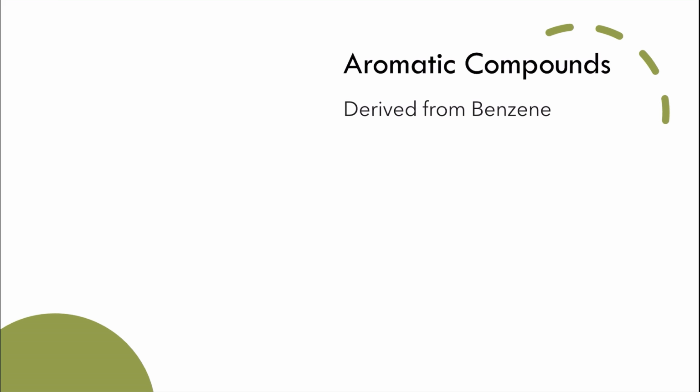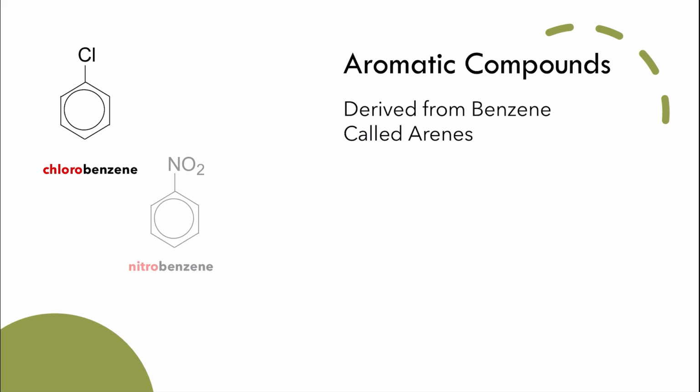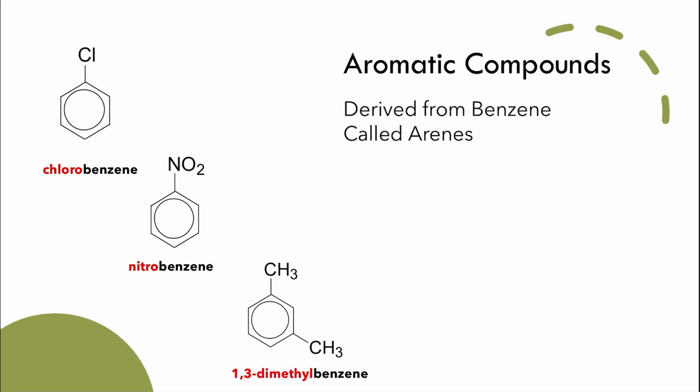Aromatic compounds are derived from benzene. They have the benzene ring and they are called arene compounds. We can name aromatic compounds by simply looking at the substituents on the benzene ring. So if we have a chlorine atom, it's going to be called chlorobenzene. If you have a nitro group, it's called nitrobenzene. If you have two methyl groups, you have to give them a number for their position. So this one, for example, is 1,3-dimethylbenzene.